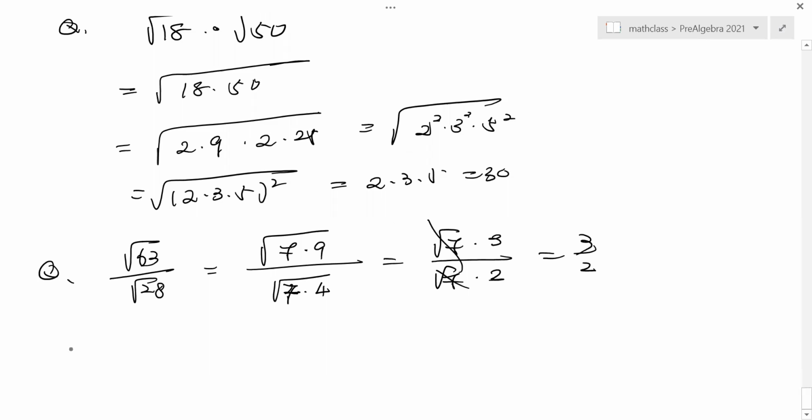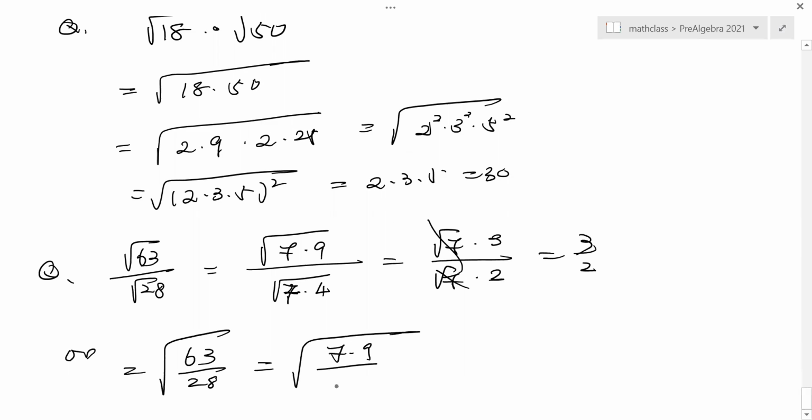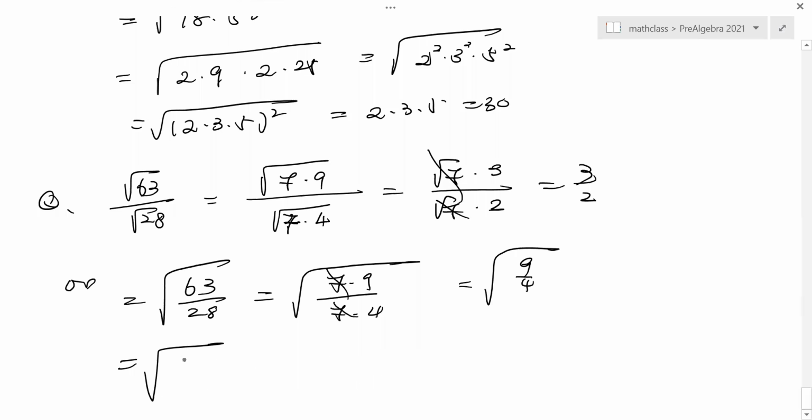Or you can move them together first, then you simplify the inside. So 7 times 9 over 7 times 4, cancel 7 inside. Okay, so you get 9 over 4 inside. 9 over 4 is 3 over 2 squared, so you get 3 over 2. So there are many different approaches to solve the same problem.